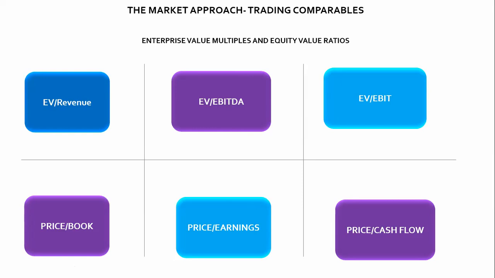The final one is the price to cash flow multiple. That is also an equity value multiple. Basically, it compares the company's market value to its operating cash flows over, let's say, the last 4 quarters. In essence, it shows how much cash the company generates relative to its stock price, indicating how much investors are willing to pay for every cedi of operating cash flows. Every investor would want to see a lower price to cash flow ratio, somewhat indicating an undervalued stock. So these are some enterprise value multiples and equity value multiples.